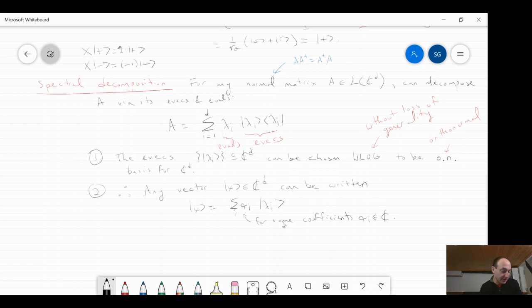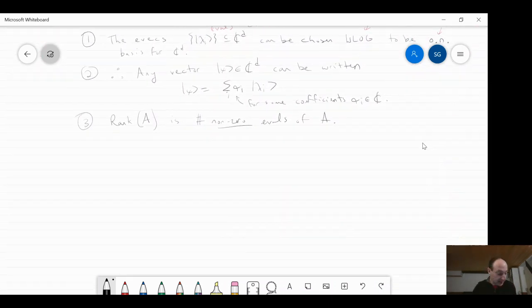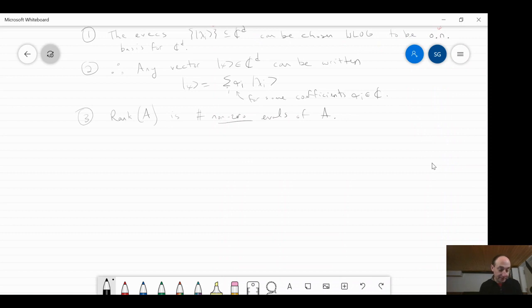Sorry, let me not do that just yet. Before I do that, I want to point out that the rank of the matrix A, in the case where A is normal, is just the number of non-zero eigenvalues of A. So if you know the spectral decomposition, that already tells you what the rank is, the dimension of the image, remember? And finally, there's this very nice claim.